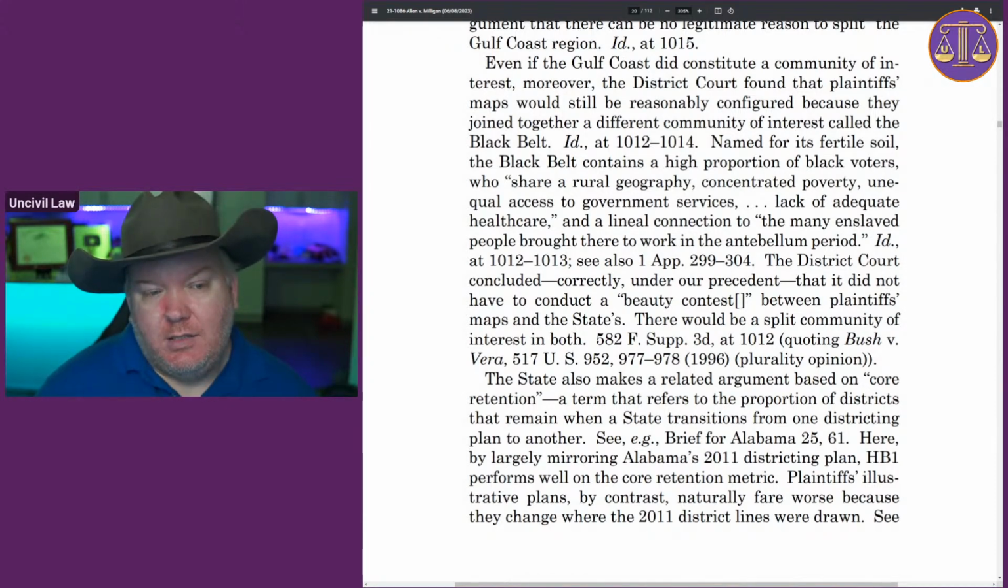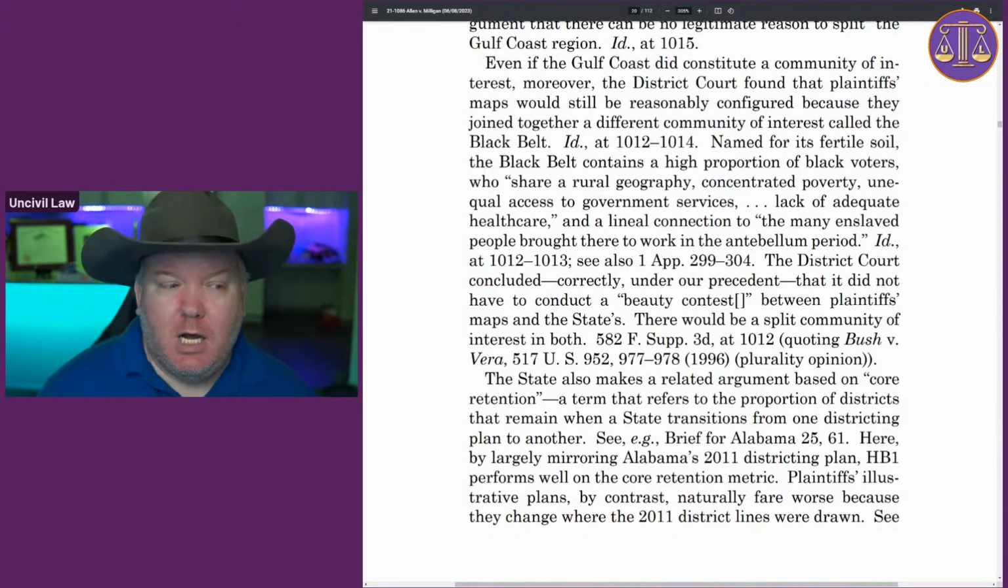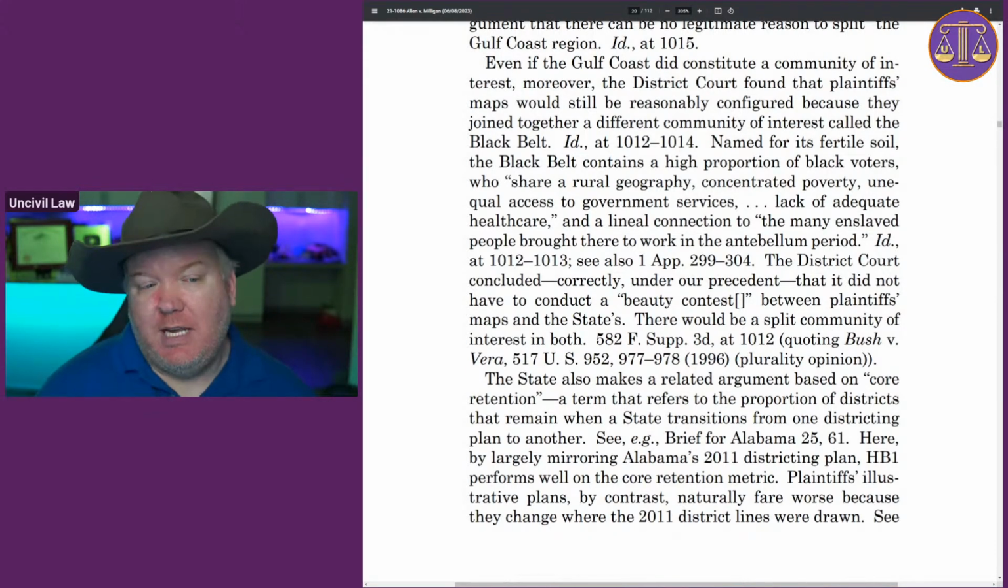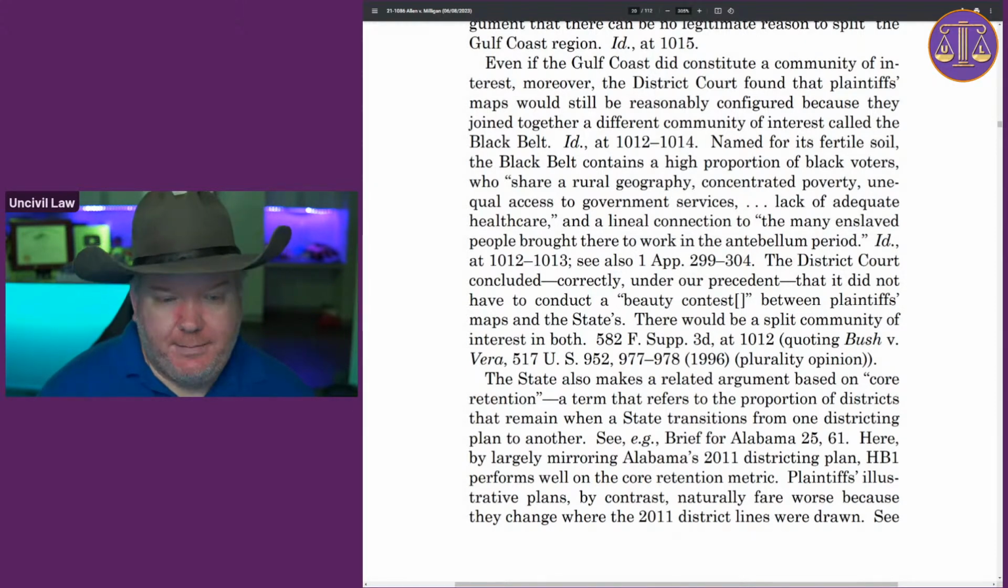Okay. So, fine. So both maps have the same underlying problem. To the extent that plaintiff's maps have this problem, the state's map also has this problem, just in a different place of the state. So you can't simultaneously say, essentially, that the Gulf Coast is a special place that can't be split up, and also simultaneously say the Black Belt isn't, basically. It's the same problem. So that undermines the state's argument. Okay, that makes sense.